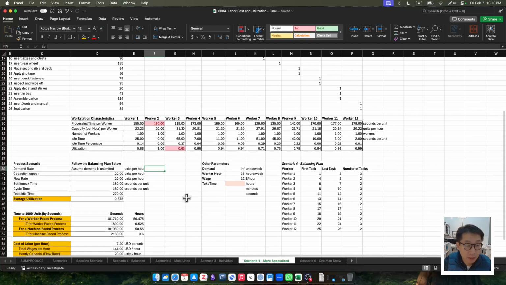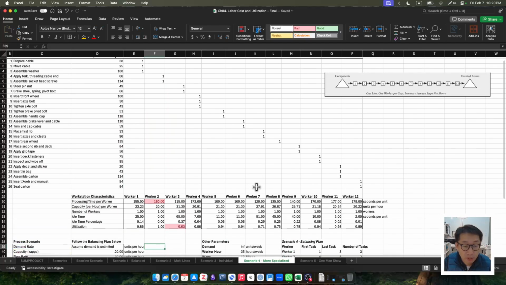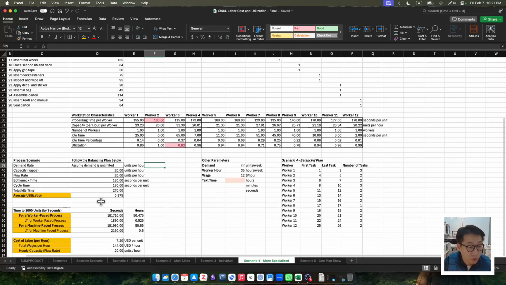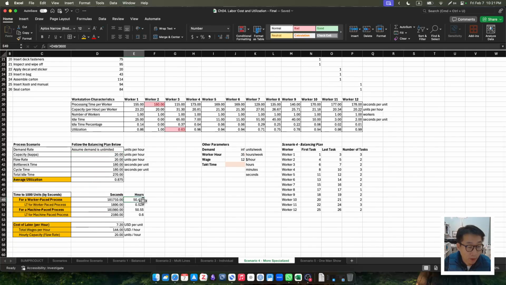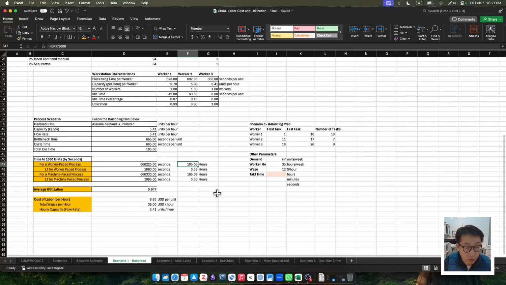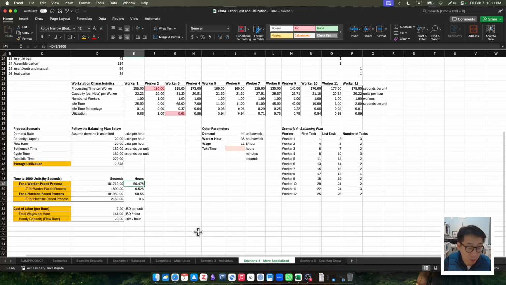So as a result, we can imagine that your cycle time is going to be greatly reduced, and of course, in doing so, your capacity is going to be greatly improved. So this is the capacity under this design, and we have a much shorter time to produce 1,000 units, compared to the initial very balanced scenario, because this is way more specialized, way more balanced than scenario number 1.